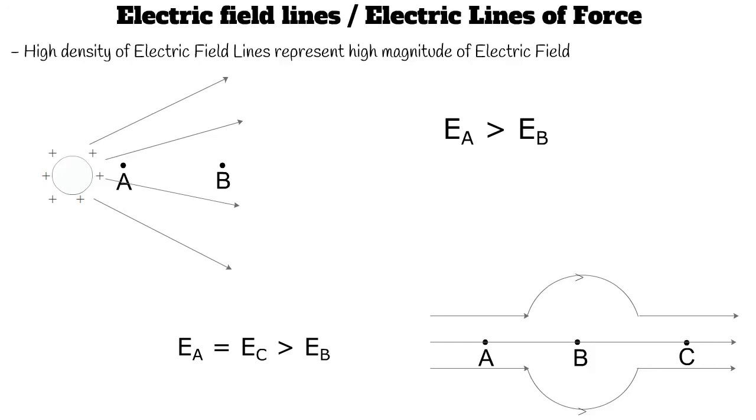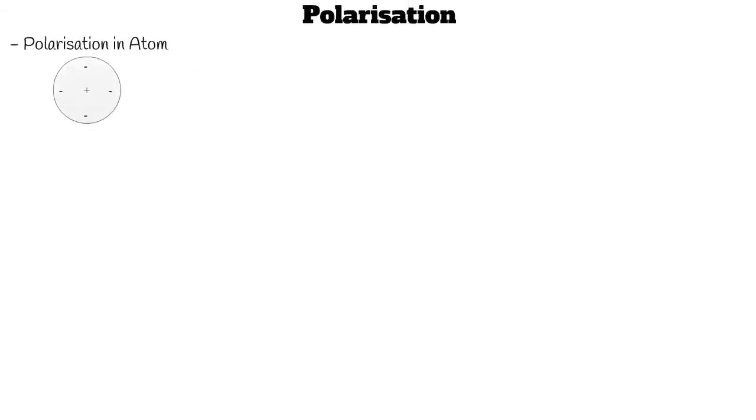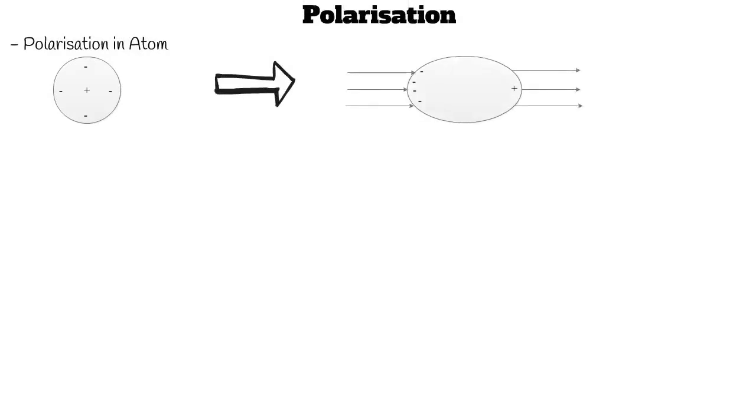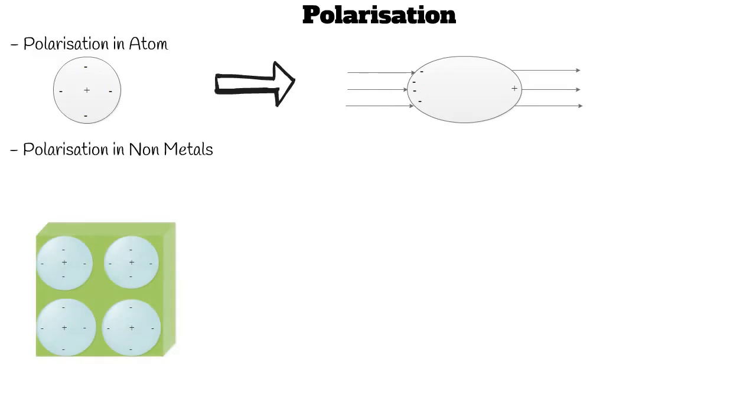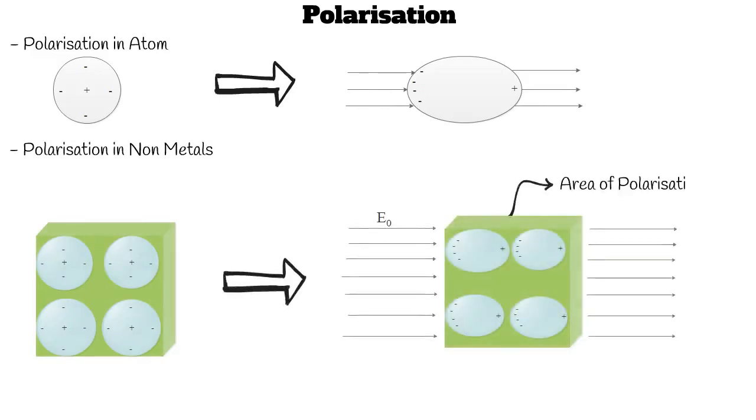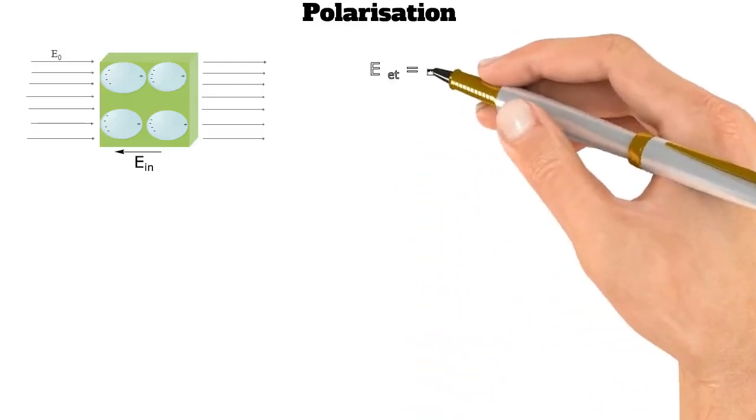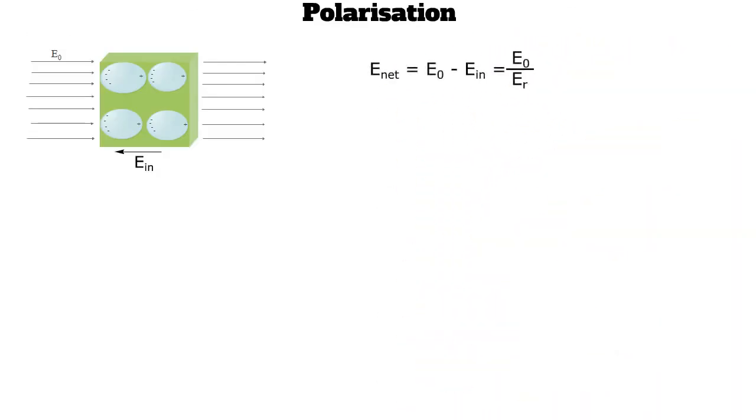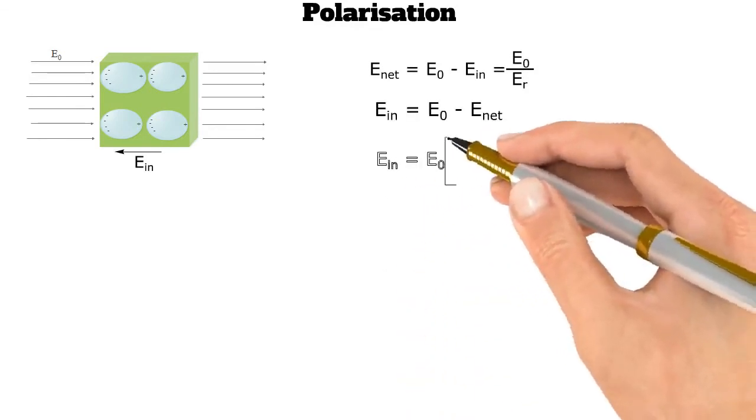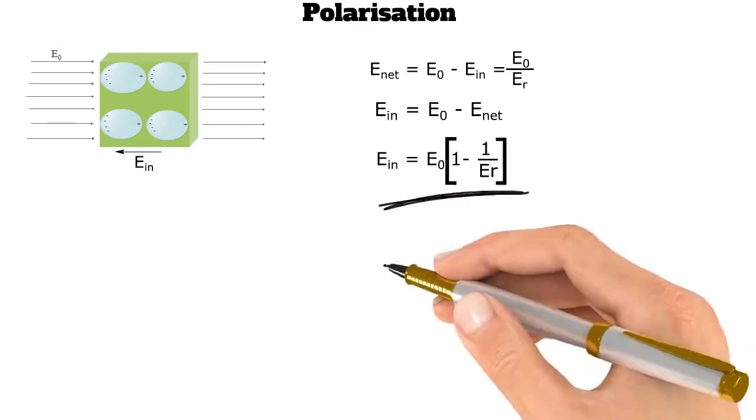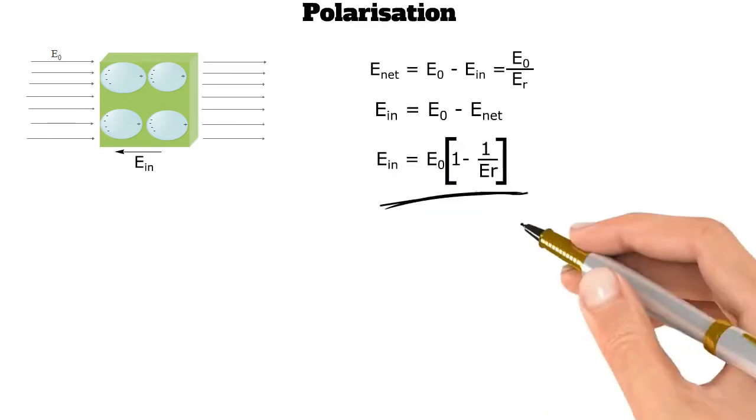This is a normal atom in absence of electric field. When we apply electric field, the electron cloud surrounding the nucleus becomes distorted. This is what happens inside a substance when electric field is applied. The atoms become polar and induce an electric field opposing the applied electric field. Net electric field inside that substance equals applied electric field minus induced electric field, which is equal to applied electric field upon relative permittivity. On solving it, we get induced electric field equals applied electric field times 1 minus 1 upon relative permittivity.